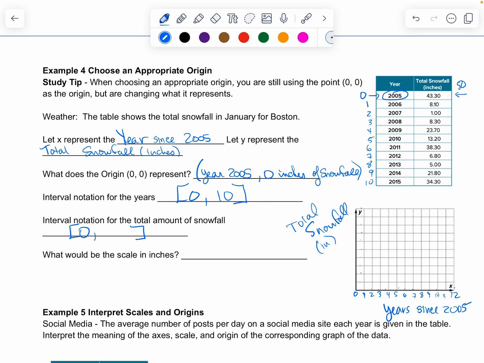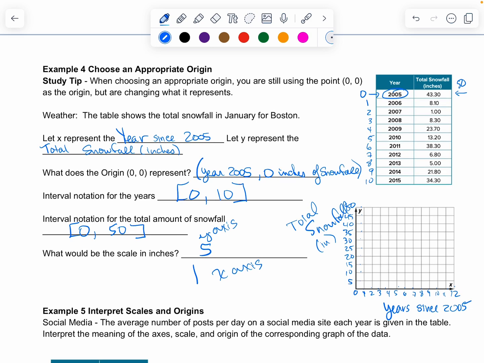So could we go up to 50 and go up by 5s here? 5, 10, 15, 20, 25, 30, 35, 40, 45, 50. So my interval notation would be from 0 to 50. And then what is the scale? This is the y-axis. I should have done 1s for the x-axis.